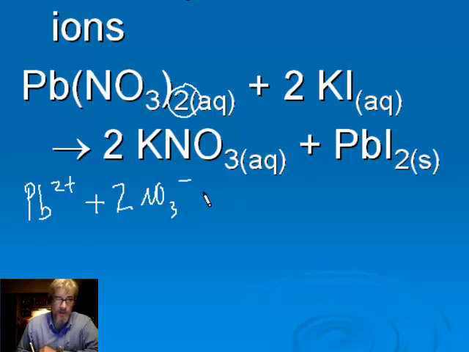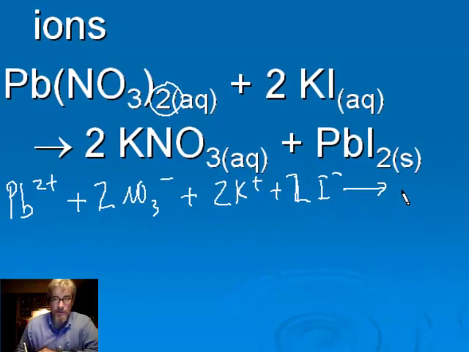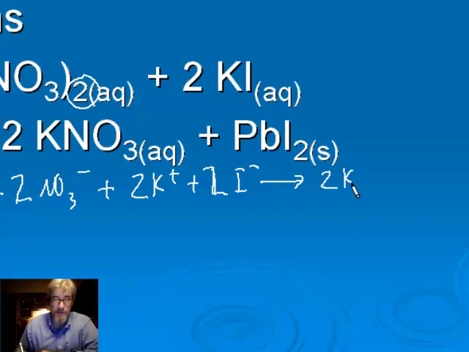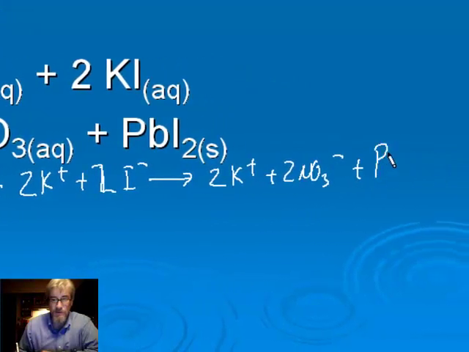KI is also aqueous, so I'm going to write that down. 2 K+ and 2 I-. On the other side of the arrow, I have potassium nitrate, which is also aqueous. So there would be 2 K+ and 2 NO3-. And PbI2 is not soluble. It's a solid. So I can't split it up, because in solution it wouldn't be split up. It would be a solid mass laying at the bottom.